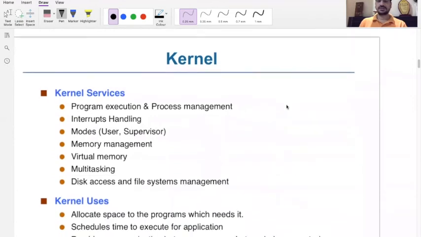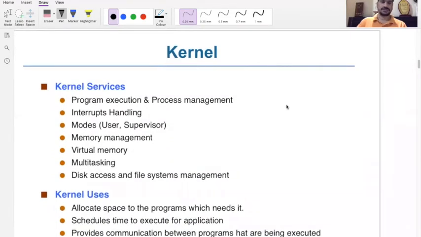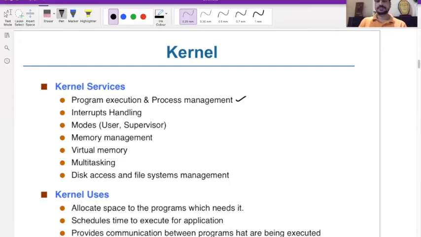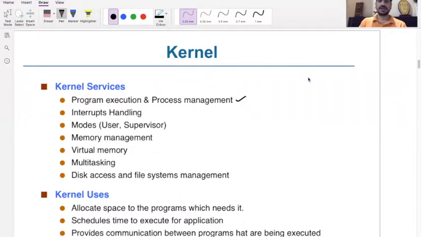Let's go to the different services related to the kernel. The first service related to the kernel is program execution and process management. How a program is going to execute in the system, with the help of the CPU and the RAM, how it will be done, as well as how the program is going to execute. Both things will be done by the kernel.